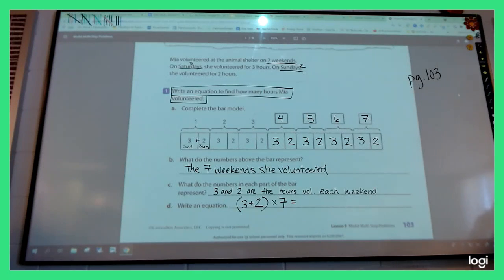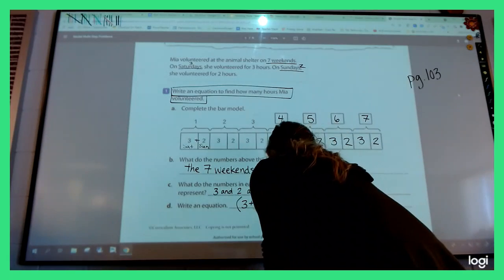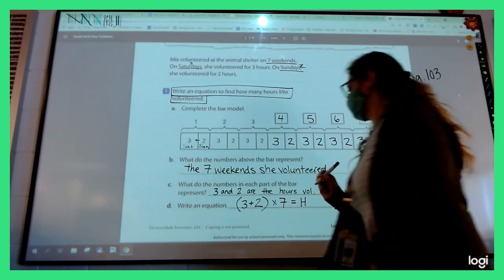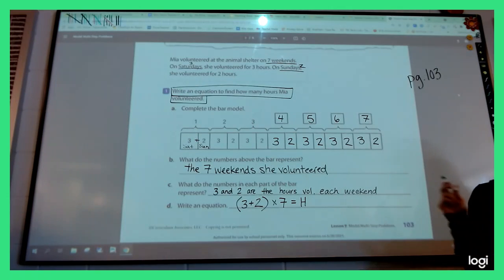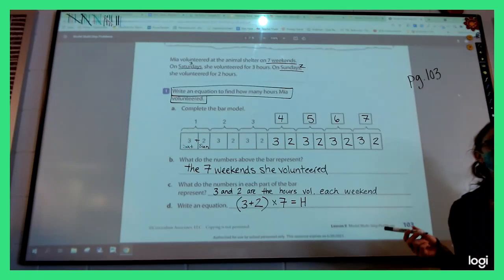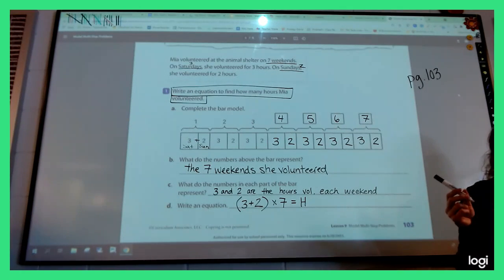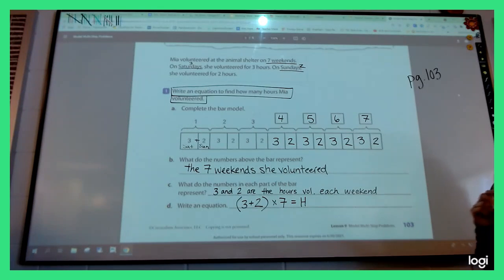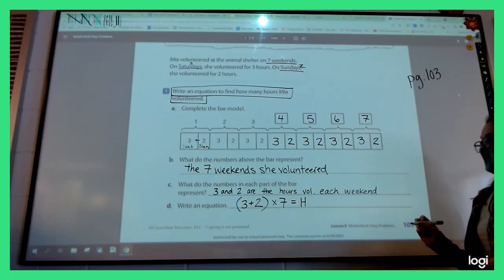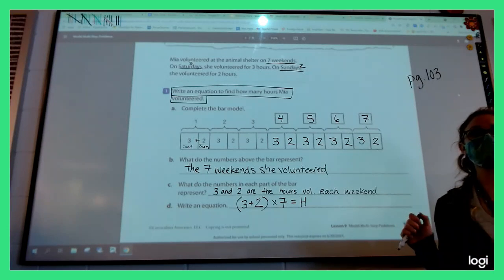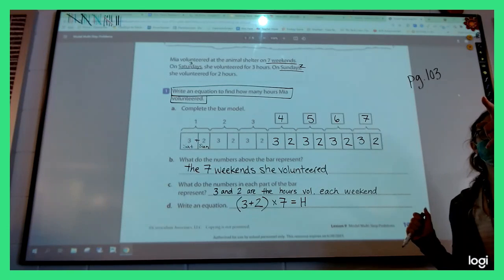Eric? I don't know, but I know the answer. All right, hold on. We need a variable. Chloe? H. It's for hours. Good. So we're going to say H is the total hours she worked. Now, when we solve an equation like this, the parentheses tell us what? They're very important. Emma? To add them first. Yes, parentheses, we do that part first. So, 3 plus 2, really hard question. What's the answer? Kenneth? 5.